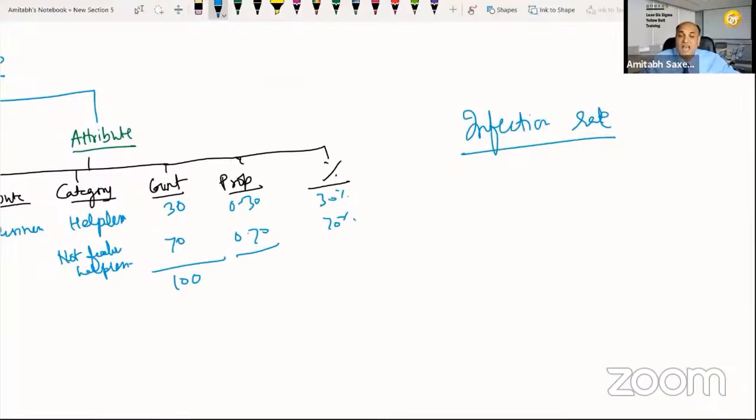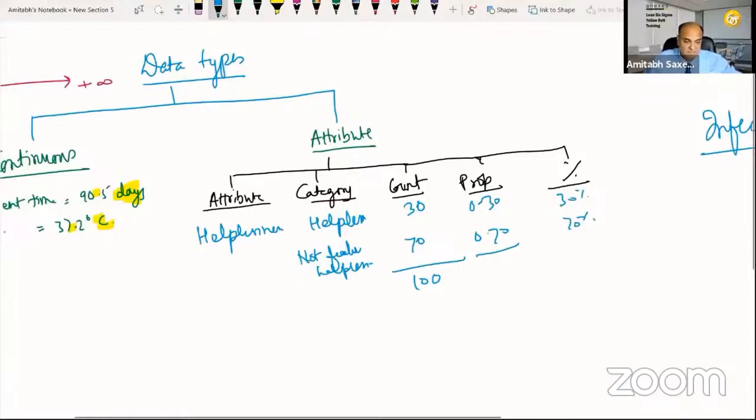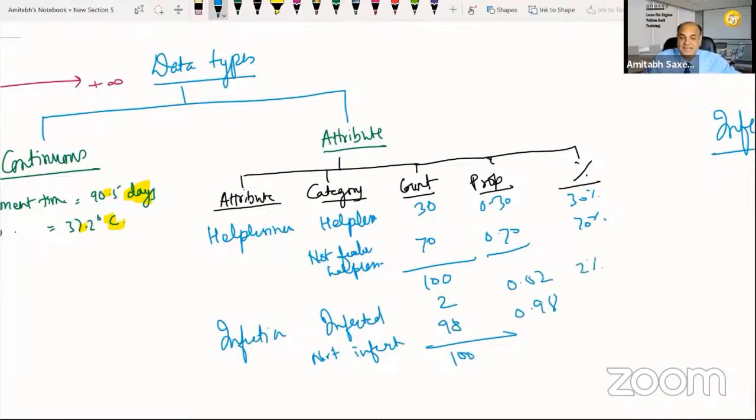When you say infection rate, actually it is telling about what? Infection. Infected patients, not infected. 98 out of 100, 0.02, 0.98, 2%, 98%. It is attribute data, please understand, because the tool and technique which you are going to use to analyze your data depends on what type of data it is.